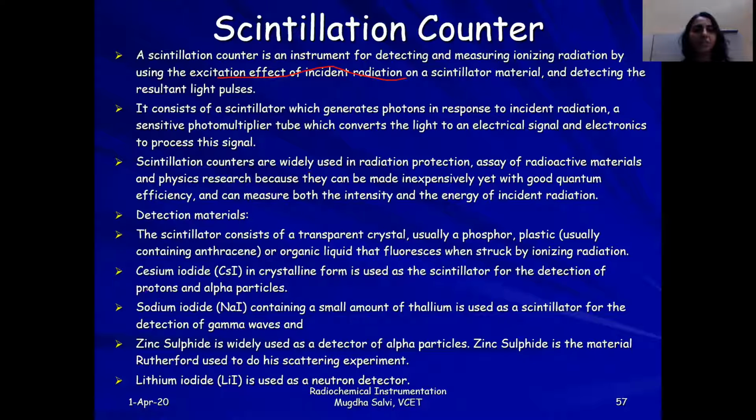And the materials which are used as scintillators are cesium iodide, sodium iodide, zinc sulfide, lithium iodide, and other materials are also available. But most popular is sodium iodide. This material is popularly used in most of the scintillation counters. So the operation is simple.